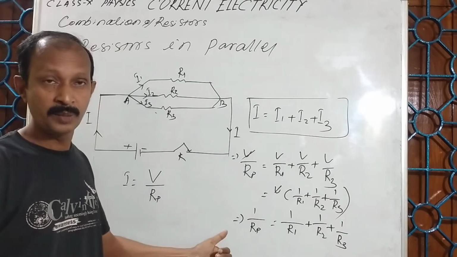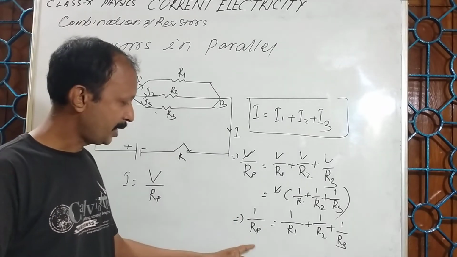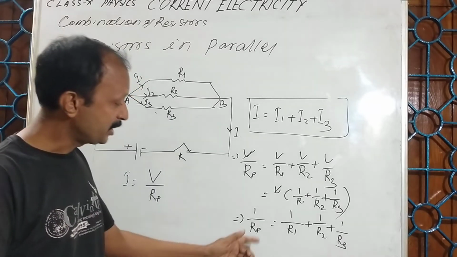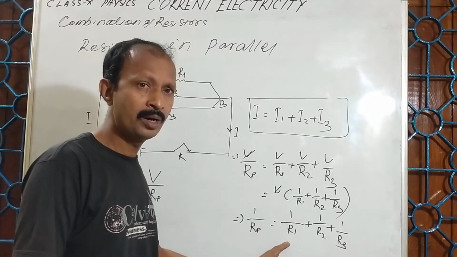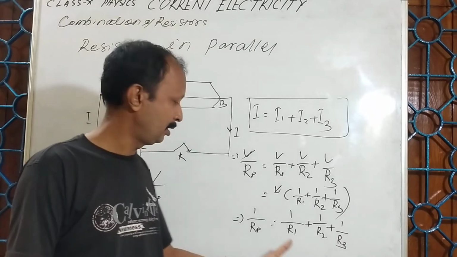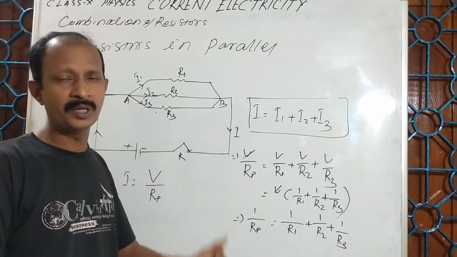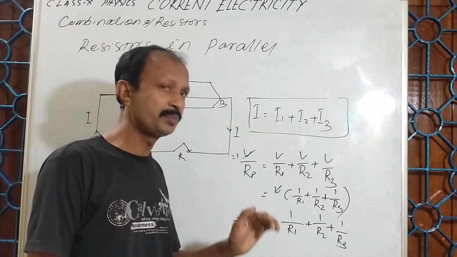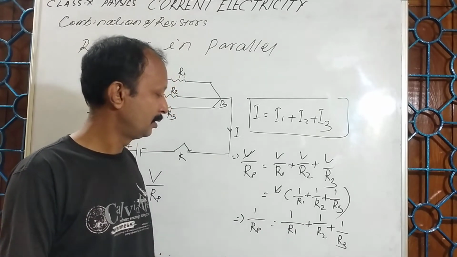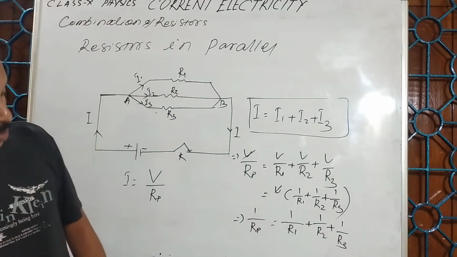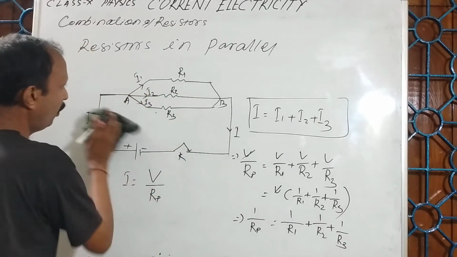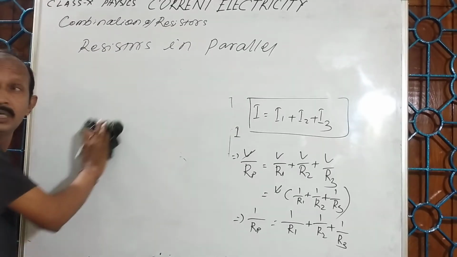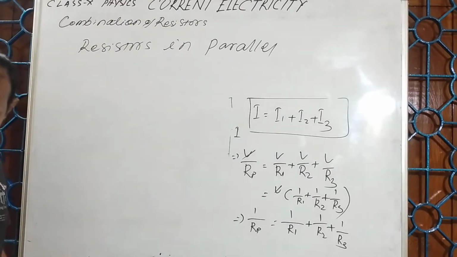That means the reciprocal of the resistance in parallel is equal to the sum of the reciprocals of the individual resistances. So suppose there are two resistors. For example, you think there are two resistors.